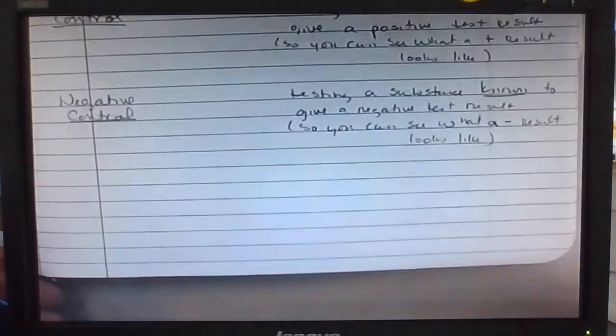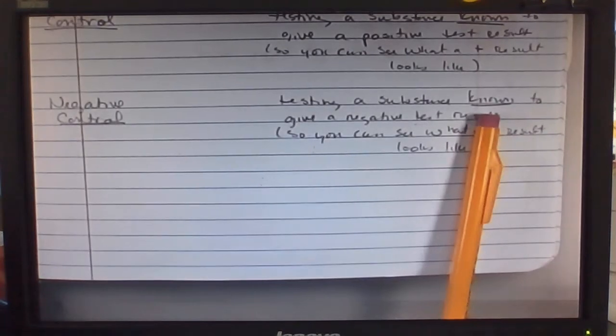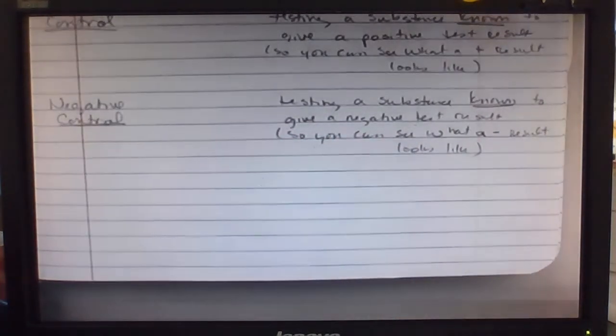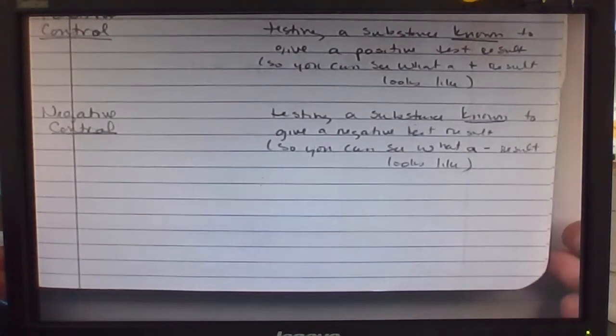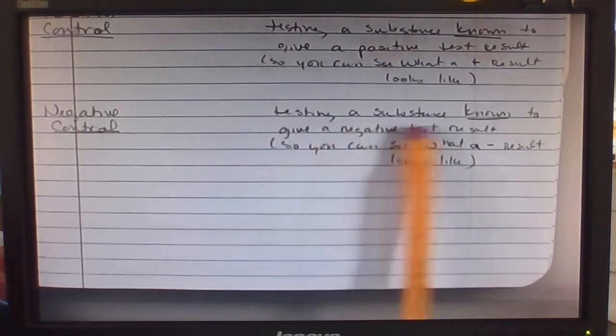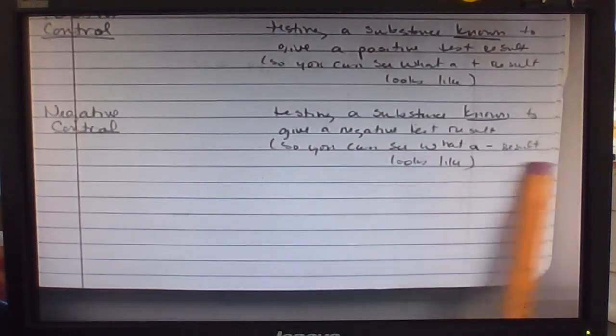We're also going to test negative controls. So this is when we test a substance that we know for sure is not blood. It's going to for sure give us a negative test result. And once again, this is so that we can see what a negative test result looks like.